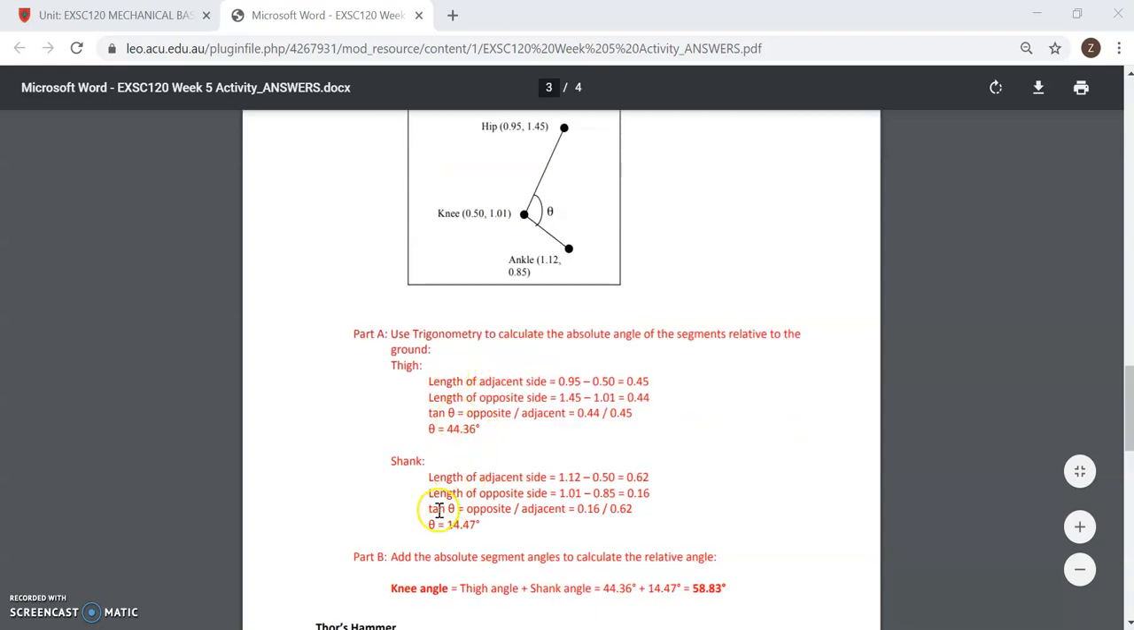We then do the same, tan of the angle equals opposite over adjacent. We then take the answer from that and inverse tan it, and then that will give us 14.47. So now we have the two different angles. To get the whole angle of the relative knee angle, we then add them together, and that will give us 58.83 degrees.